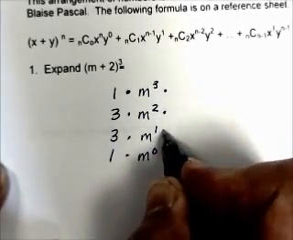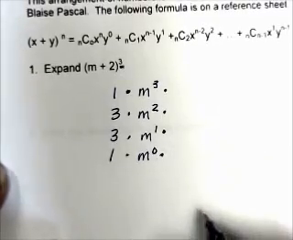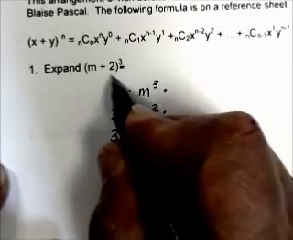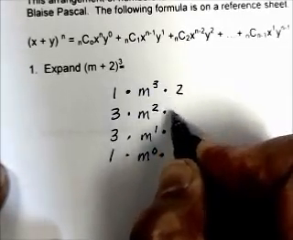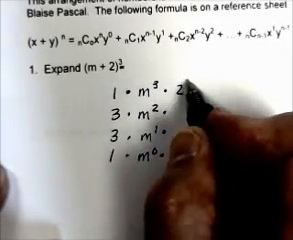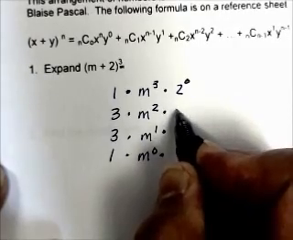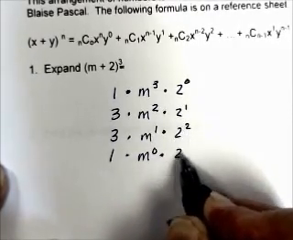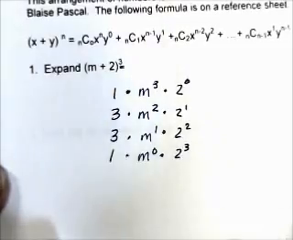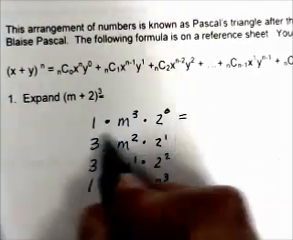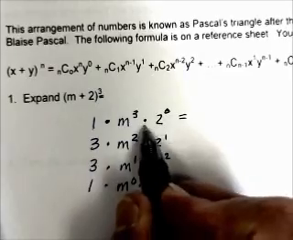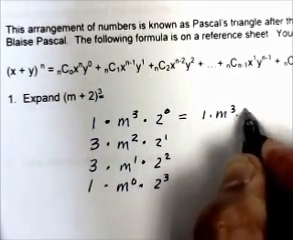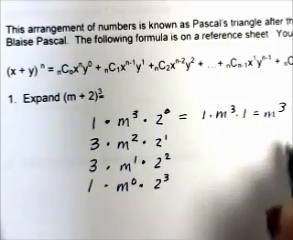Then times, we take our second term of the binomial, positive 2, and its exponent will start at 0 and increase. So 2 to the 0, 2 to the first, 2 to the second, 2 to the third. Now we'll multiply across. 1 times m to the third times 2 to the 0. That's 1 times m to the third times 1, which is m to the third.